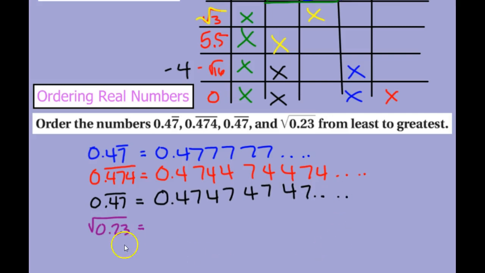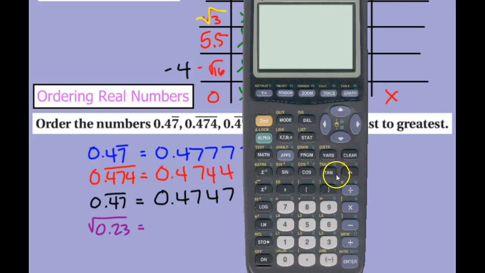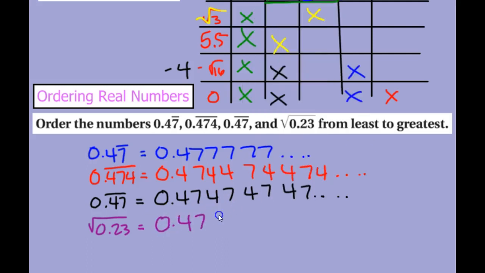And then last, the square root of 0.23. I'm going to plug that in my calculator because I have no idea what that is. So the square root of 0.23 is 0.479583, and then it went on.